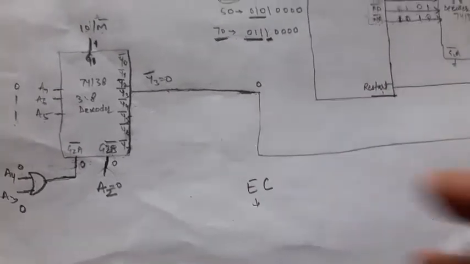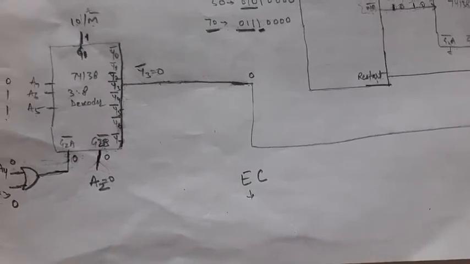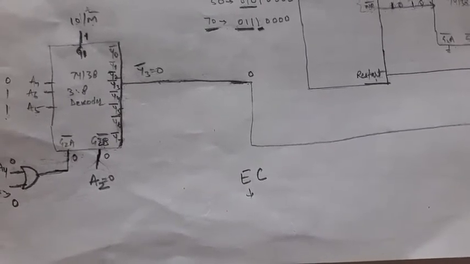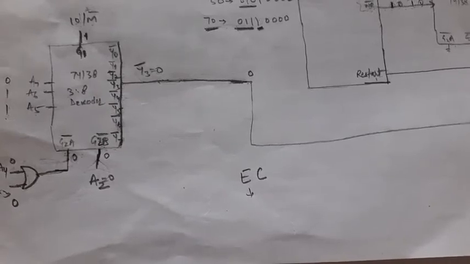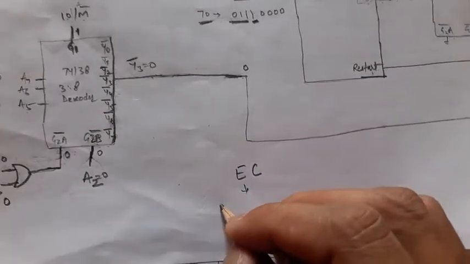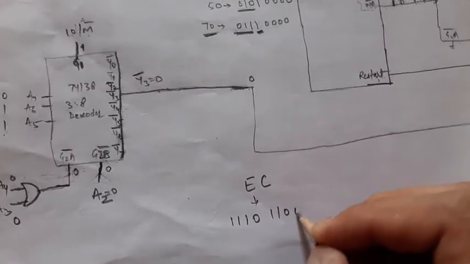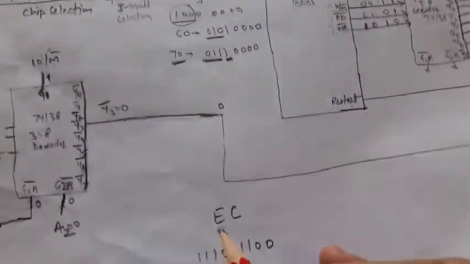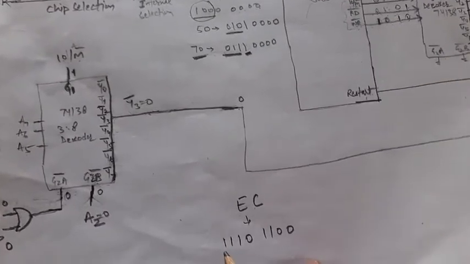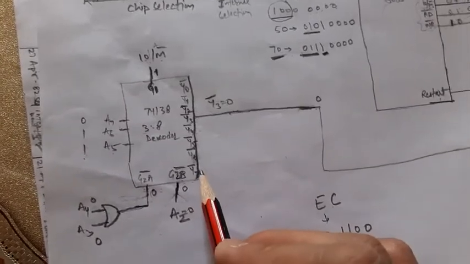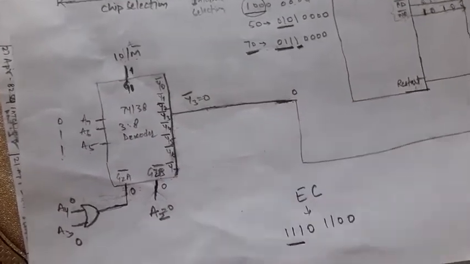What is E? 10 means A, 11 means B, 12 means C, 13 means D, and 14 means E. So 14 is 1 1 1 0. And what is C? 12 is 1 1 0 0. So this is the first address. Instead of 60, I have taken EC. So what is the value of A7, A6 and A5? 1 1 1. So I will use 1 1 1 over here. Then Y7 will be selected and that Y7 will be connected to this CS bar.